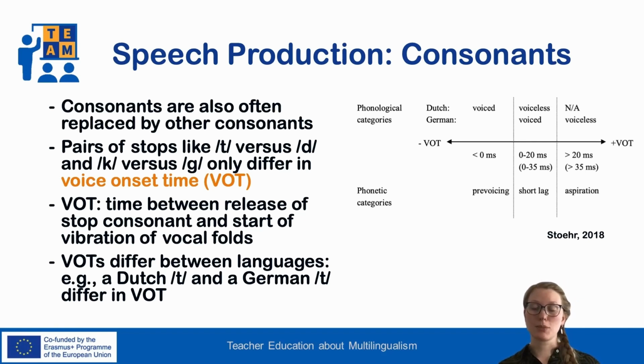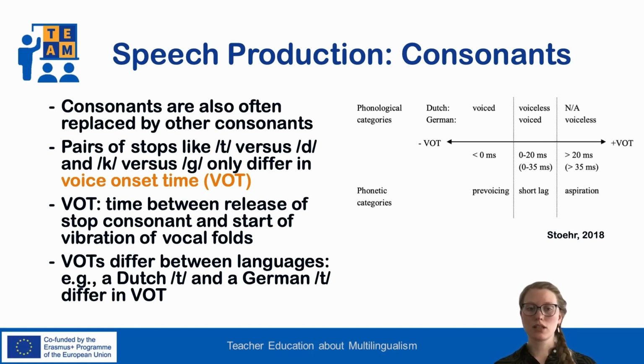So at this segmental level, there is transfer from one language to the other, so that you take certain rules or a certain mapping from one language to the other. But you also have this at a more fine-grained level. So pairs of stop consonants like t and d and k and g, they only differ in voice onset time. So between t and d and k and g, that's the only difference. And voice onset time is the time between the release of the stop consonant and the start of the vibration of the vocal folds. And there are VOT differences between languages.